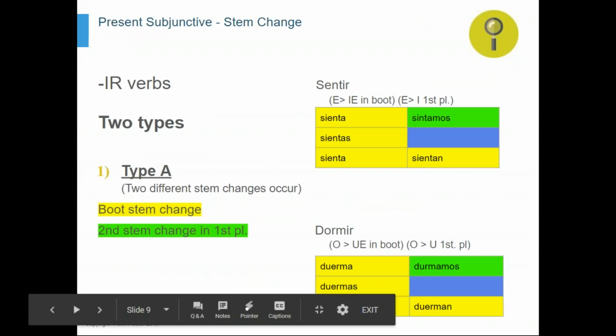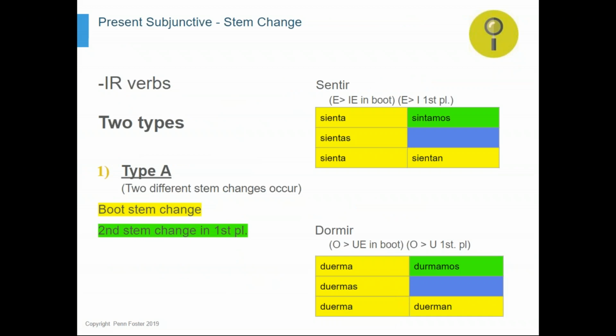Okay, as we transition, we're talking now about IR stem changes in the present subjunctive, separate from the AR-ER group. But within the IR group, there are two types. We're going to call them type A, as you can see here, and then we'll call them type B. They're not strictly boot changes like the AR and ER verbs had on the previous couple of slides.